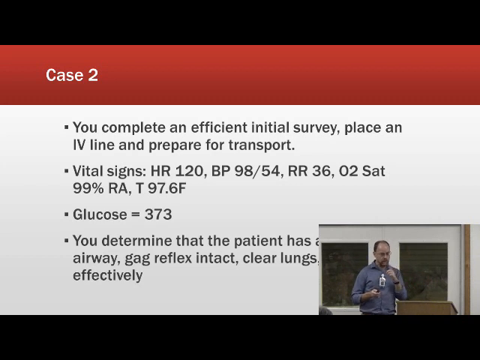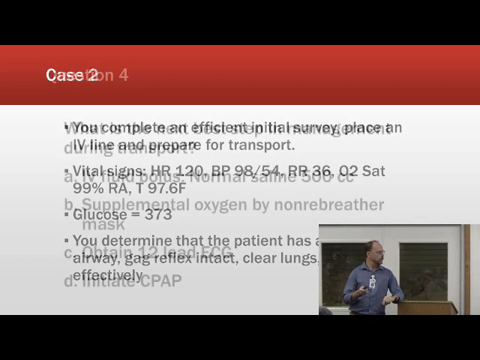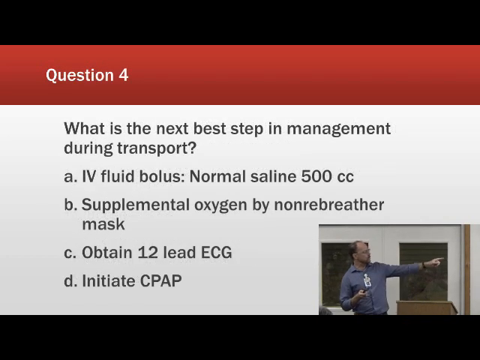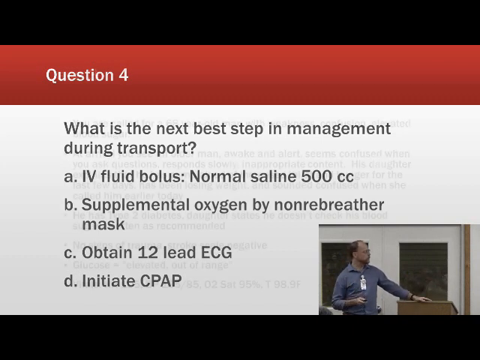So the question is, there are lots of things you might do, but the question is, what's the best thing you can do to help her right now? So, what's the next best step? And these are just my questions, so we can talk about lots of opinions. But IV fluid bolus of normal saline, 500 cc's, that's an option. Supplemental oxygen by non-rebreather. Get a 12-lead ECG, start CPAP. So there are options, but I think there's one that's the best. We'll talk about that, okay?